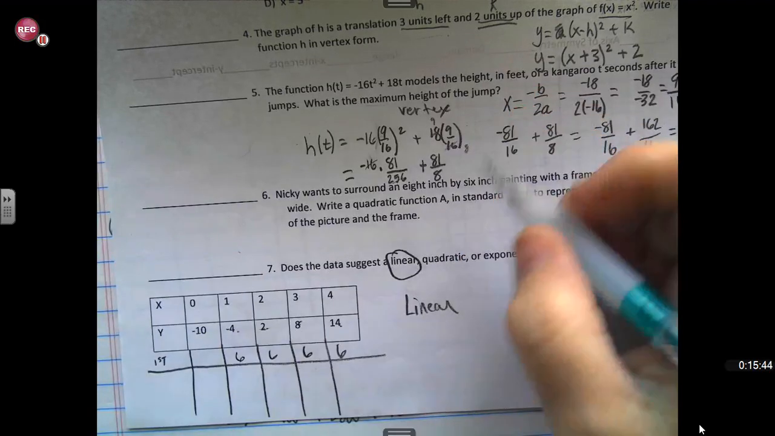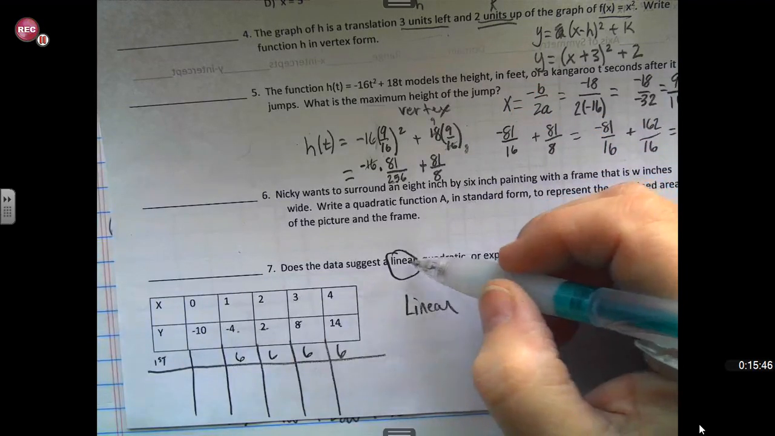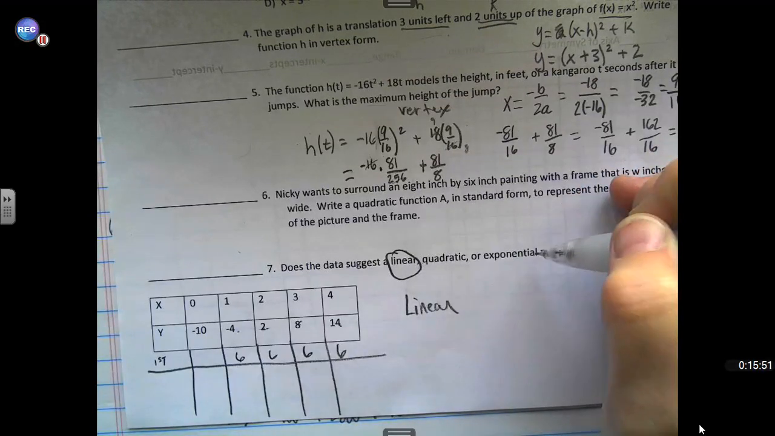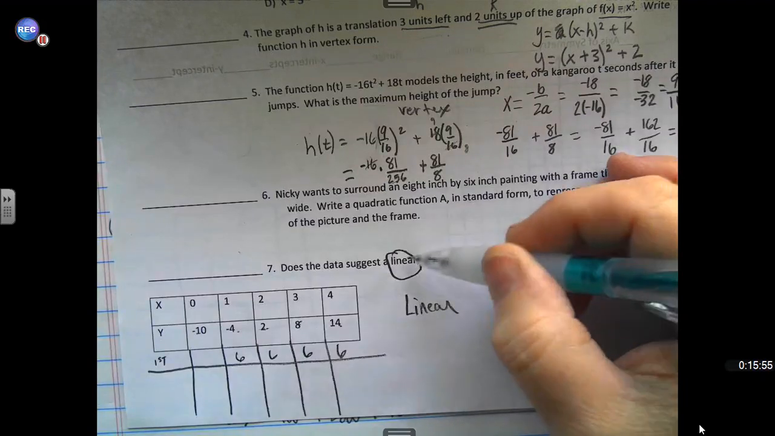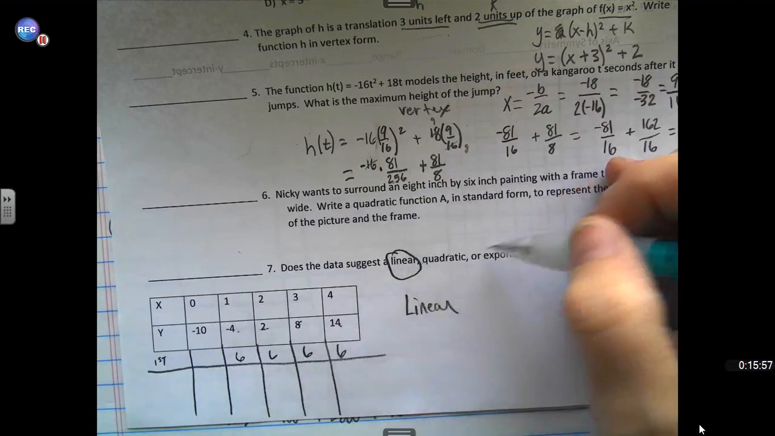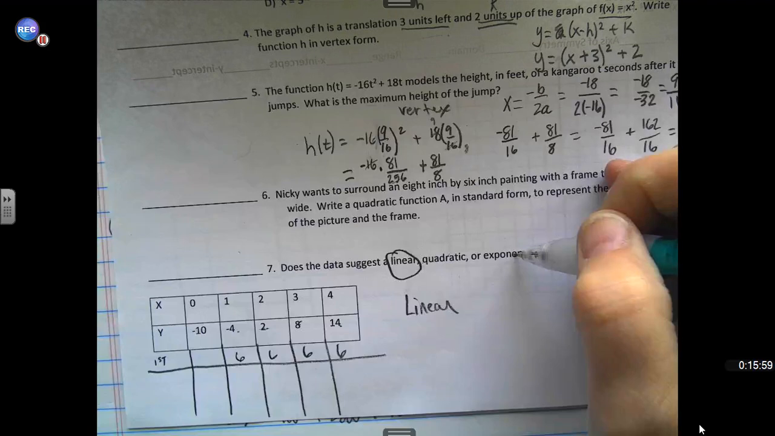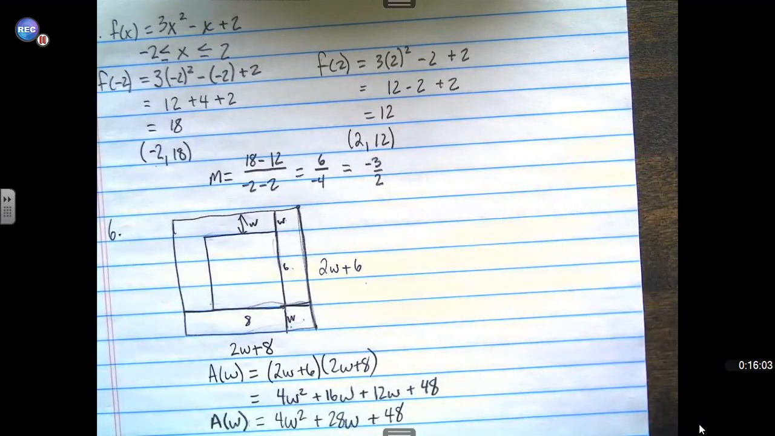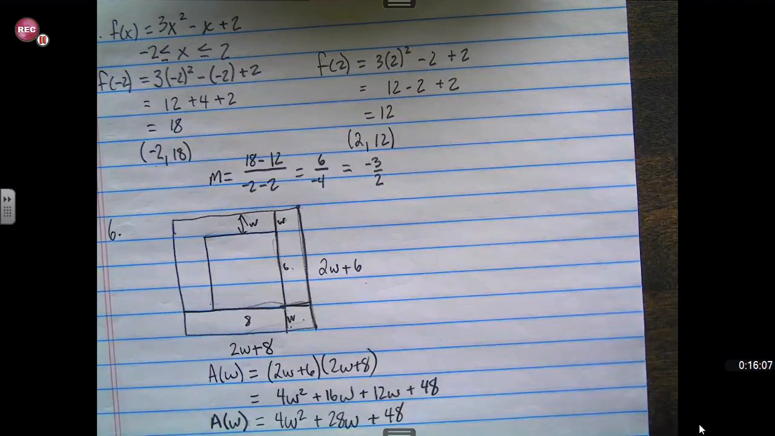Remember that if these aren't approximately equivalent, the answer could also be none. Okay, so even though I haven't listed it as an option up here, it's still a possibility that it could be none. All right, number 8.